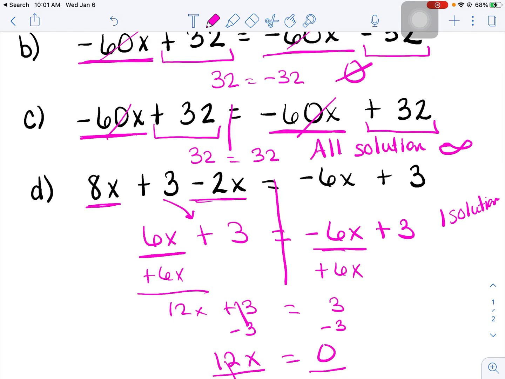So I can tell when they do not cancel because they're not the same. They're not going to cancel. They're not the same sign. One's negative, one's positive. We're going to get a one solution.